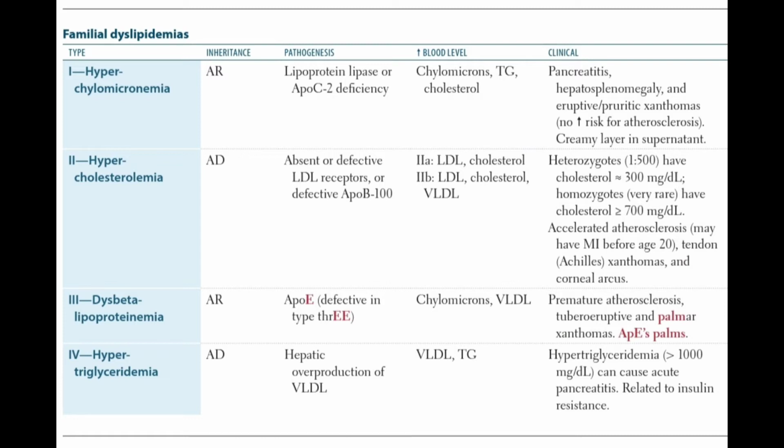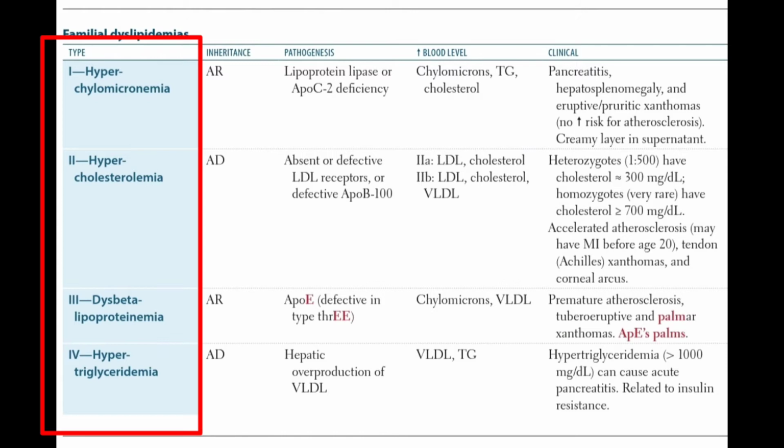So this table I have adapted from the USMLE Step 1 First Aid. You can see here the various types of familial dyslipidemia. All these types of dyslipidemia lead to increased blood levels of various lipids in our body. So there are various types of dyslipidemia.